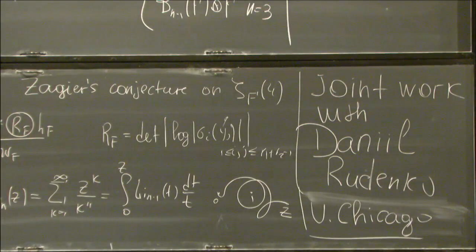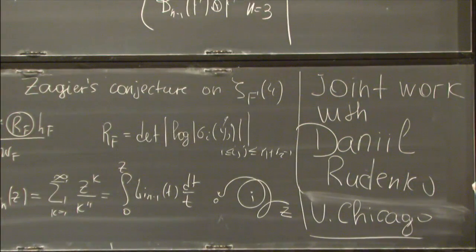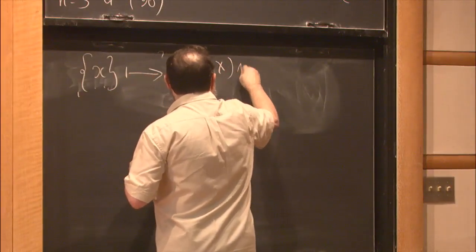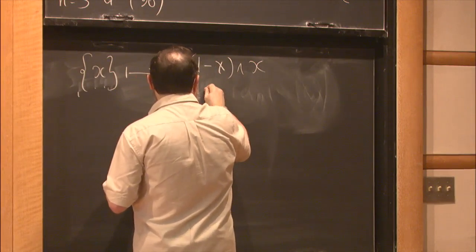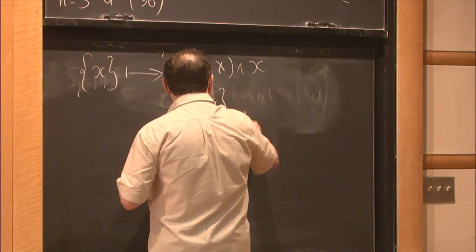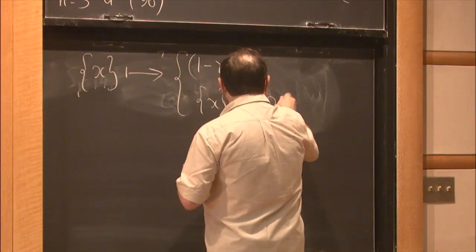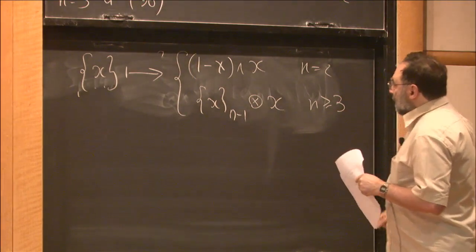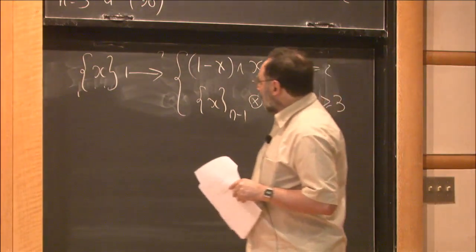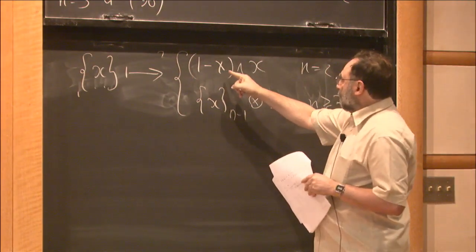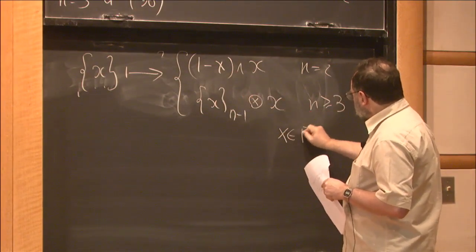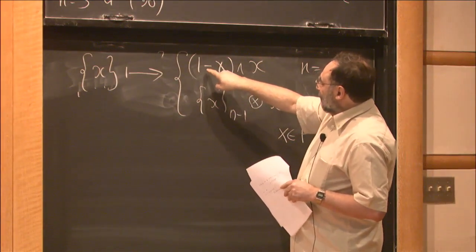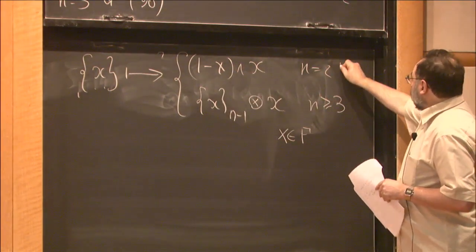So you take generator x and you map it to either (1 minus x) wedge x, or to the previously defined x sub n minus 1 tensor x. This is when n equals 2, and this is when n is bigger than or equal to 3. So you also have to say what happens with 1. Here x is any element of F, not F star. And if you put 1 here, you by definition get 0. So here 1 goes to 0.